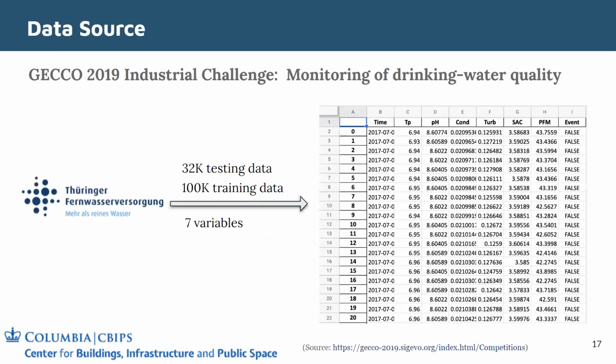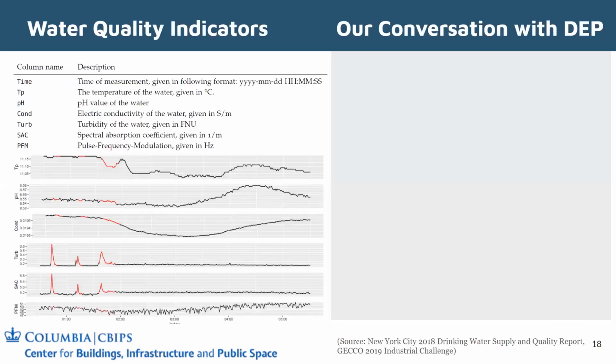Next one. For the data we use, our data originated from an industrial challenge. A German company measured the water samples and provided 100,000 training data and 32,000 testing data. Each data set has 7 variables. We can see that in the Excel here. We looked at multiple data sets and finally determined that this one is the most appropriate for this particular project, based on the total number of data and the types of variables available in this data set.